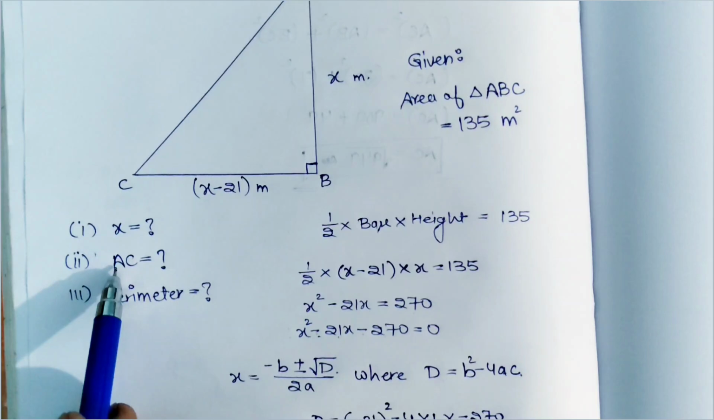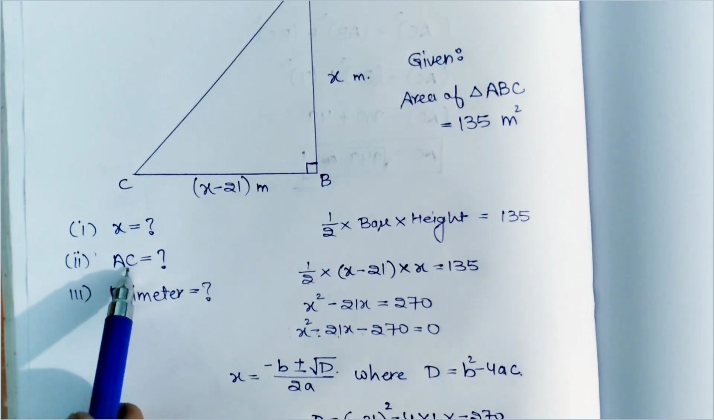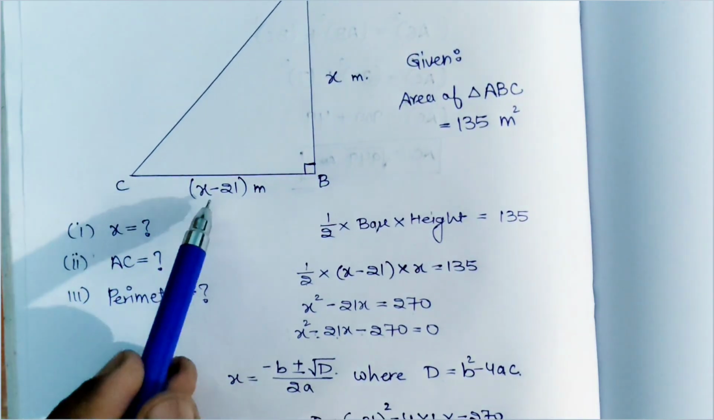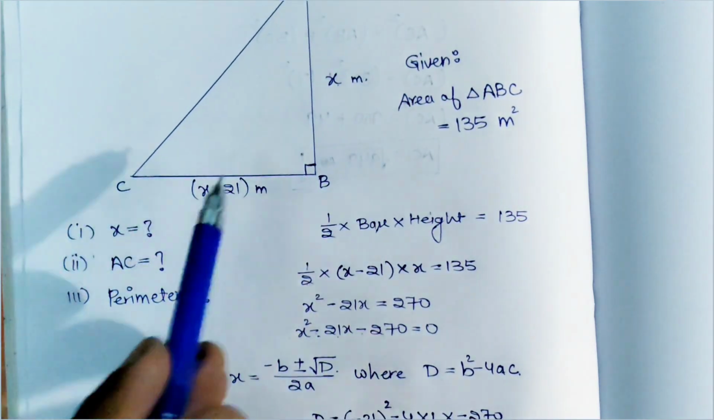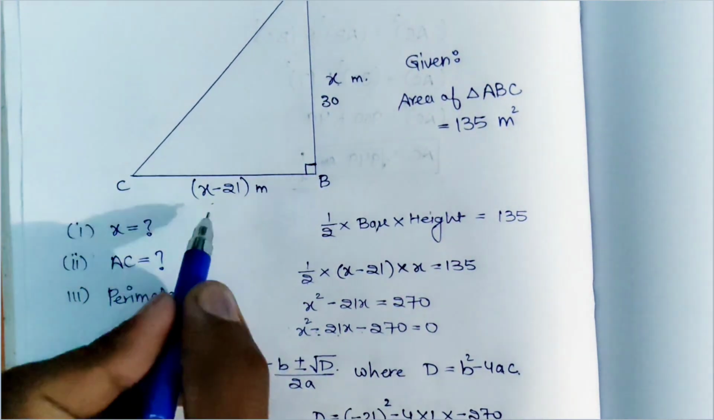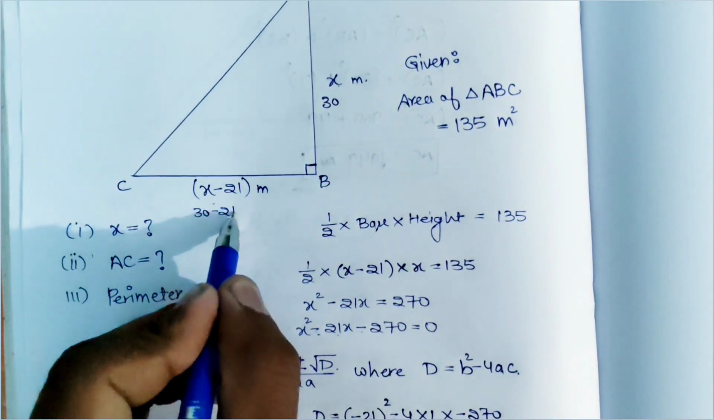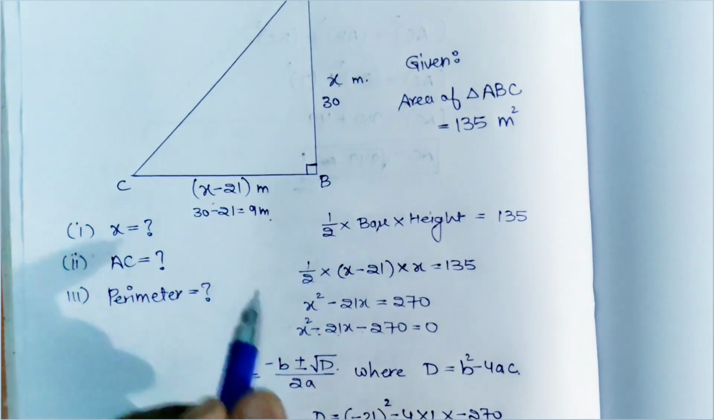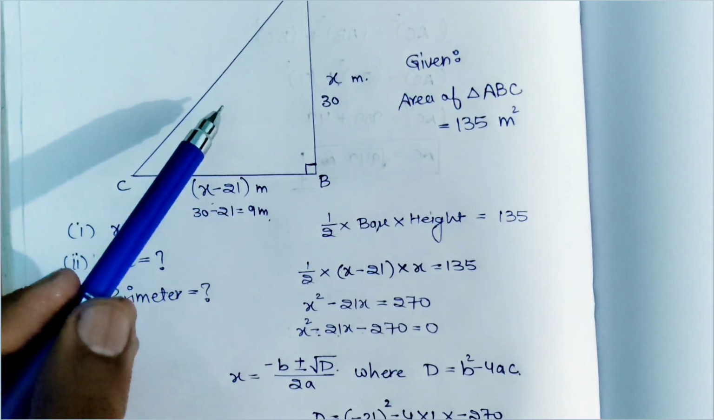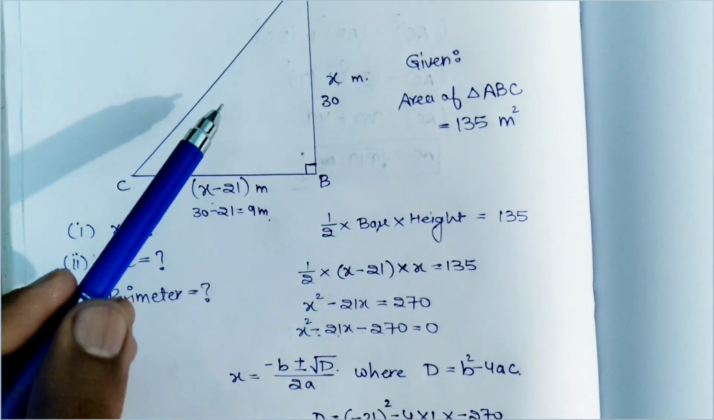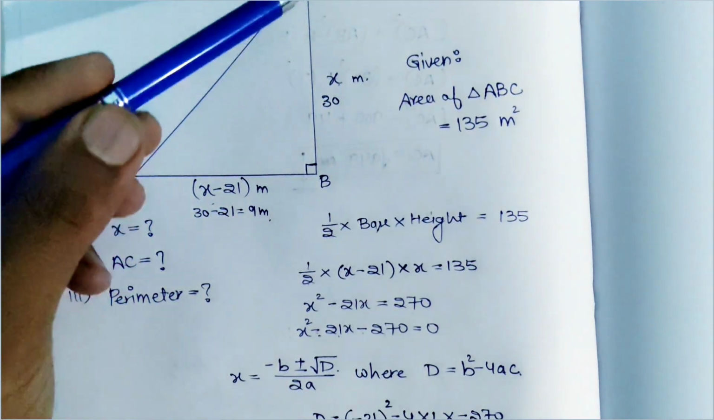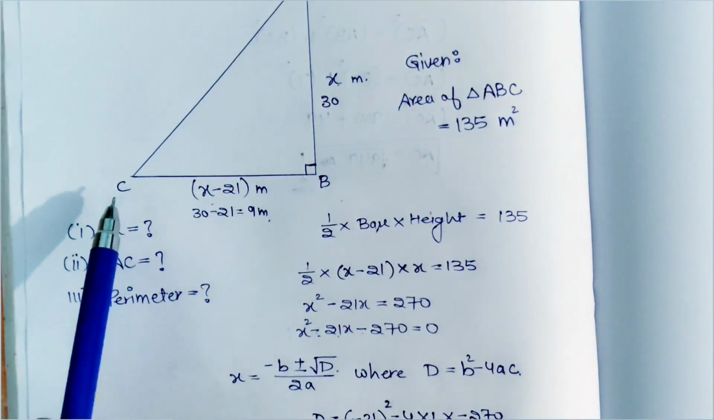In the second part, it is asking about the length of AC, but before that, we have to calculate this. For that we should know the value of these. So this is 30, we just obtained that value. This will be 30 minus 21, and this is 9 meter. Since this is a right angle triangle, that means we can use PGT, Pythagoras theorem, in this. That will be the square of AC is equal to AB square plus BC square.